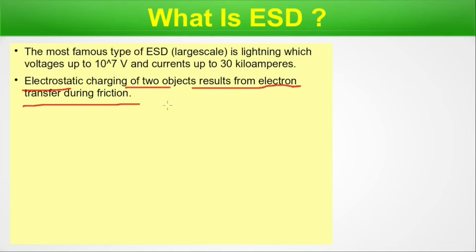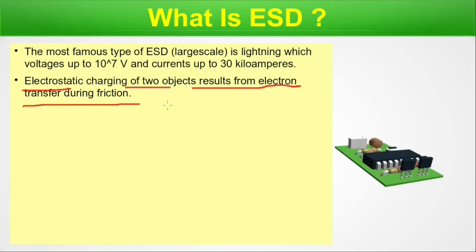Now, electrostatic charging of two objects results from electron transfer during friction. This is the basic physics that happens for an electrostatic charging phenomenon. Once any two objects are under friction, they are oppositely charged, and that charge could get discharged through the electrostatic discharge process.